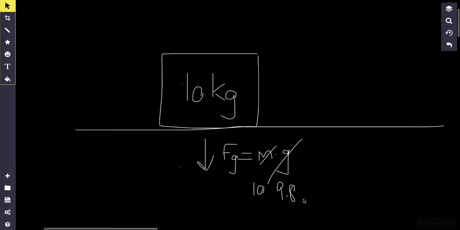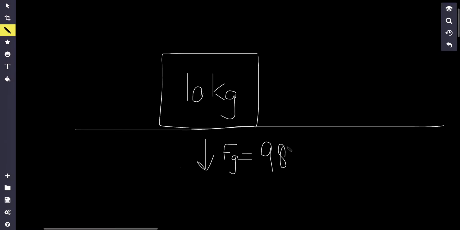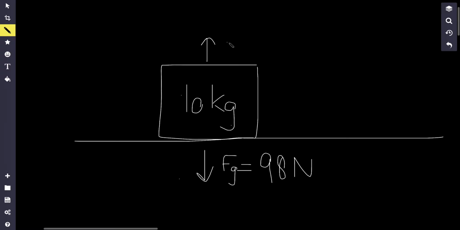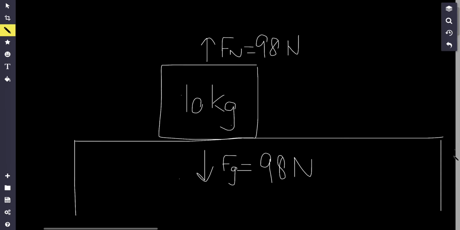So 10 times 9.8 gives me 98. In this case, 98 newtons, because whenever we're dealing with forces, it's always newtons. Now, this means that the normal force, F of n, is going to counteract gravity by having the same magnitude. All right. And let's assume that whatever surface this block is on is strong enough to hold the block.